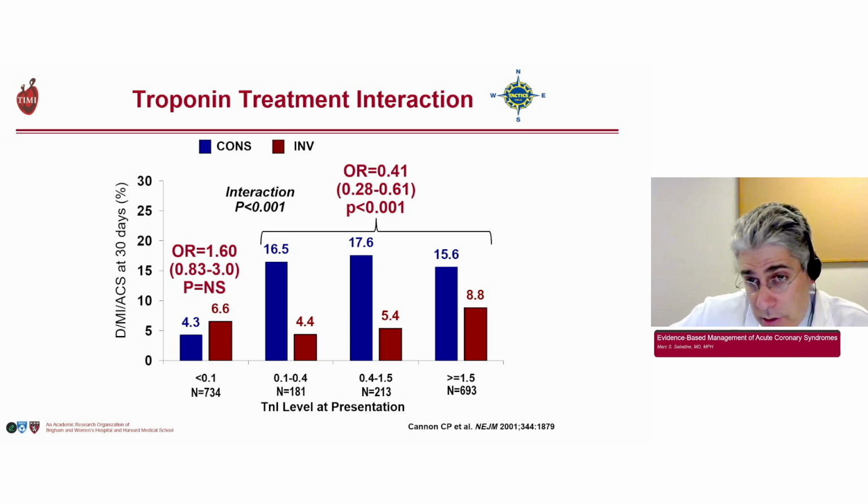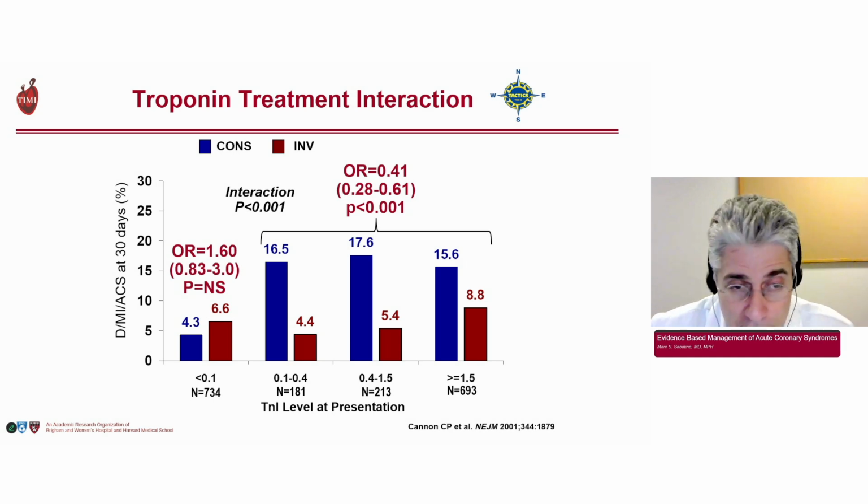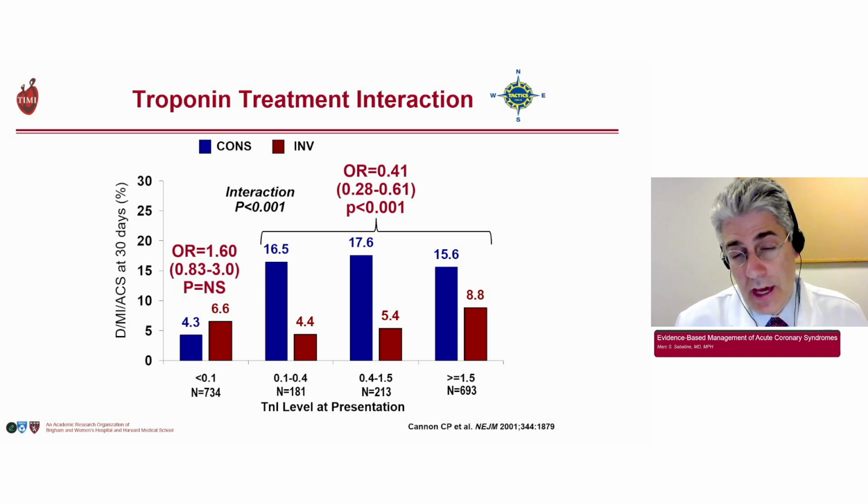This was one of those trials that we did, led by Chris Cannon in our group, TACTICS-TIMI 18, in which overall invasive strategy reduced the risk of complications. Here, we are subsetting patients on the basis of their troponin. Patients who are troponin negative, that's the paired column on the far left, there was no benefit to going to the cath lab. The invasive approach actually had a higher rate of death, MI or ACS through 30 days. In contrast, the three paired bars on the right show that for patients with a troponin elevation, they have a very big benefit.